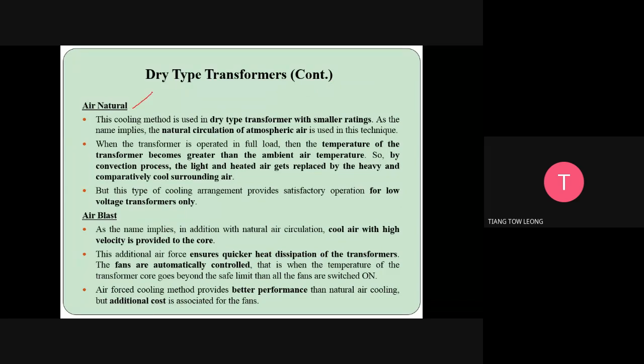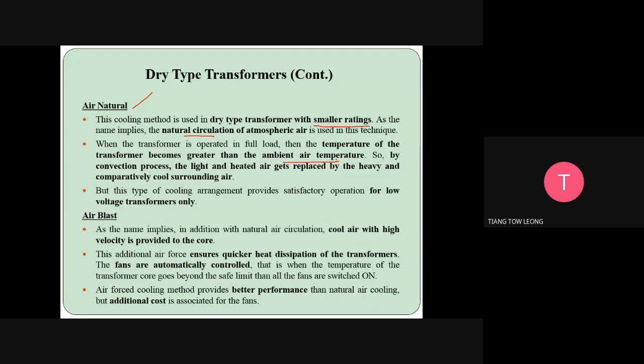So what about air natural? This cooling method is used in dry type transformers with a smaller rating. As the name implies, the natural circulation of atmospheric air is used in this technique. Very easily, air natural means they use air just to release the heat. When the transformer is operated at full load, the temperature of the transformer becomes greater than the ambient air temperature. Ambient temperature means the environment. For example, right now we are at room temperature. That is called ambient temperature.